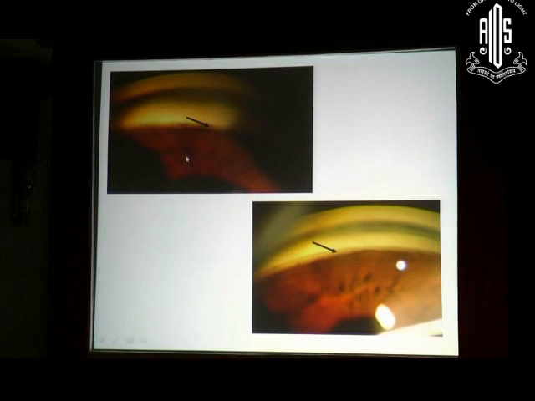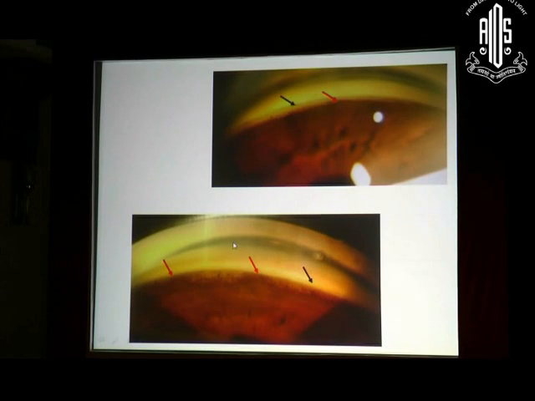But if we were looking at the previous one, you can see that the Schwalbe's line was visible, and these synechia are all below the Schwalbe's line. So these are what we would call goniosynechia or iridotrabecular synechia, as compared to this, where you can see that it is going all the way up to Schwalbe's line. Alright? So this is what we would call iridocorneal synechia. Alright? These are commonly seen with acute angle closure or sometimes with uveitis. Okay?